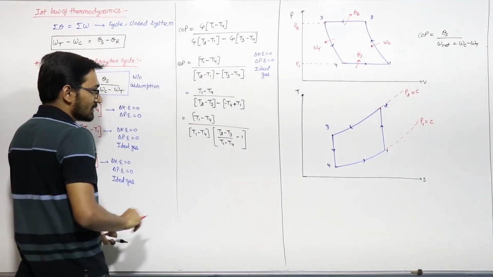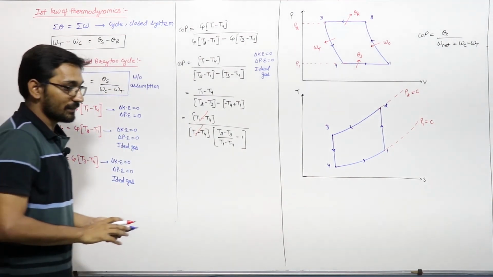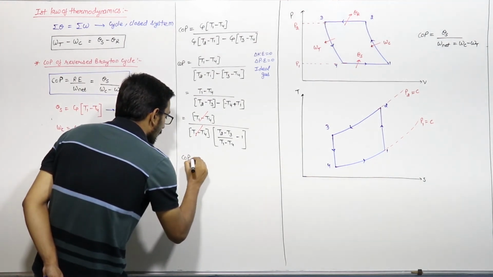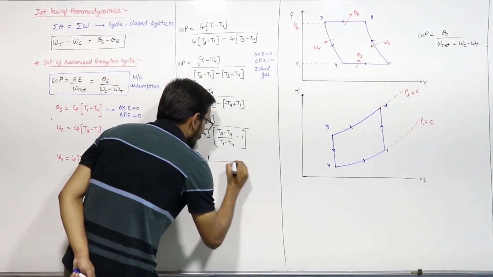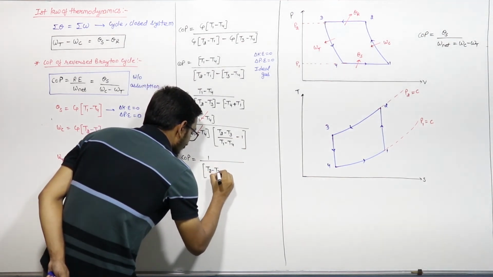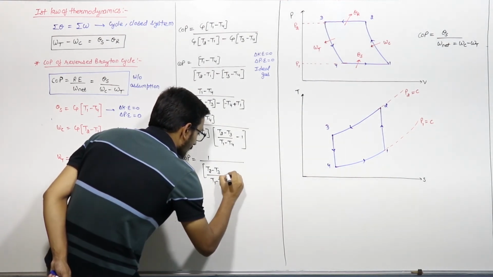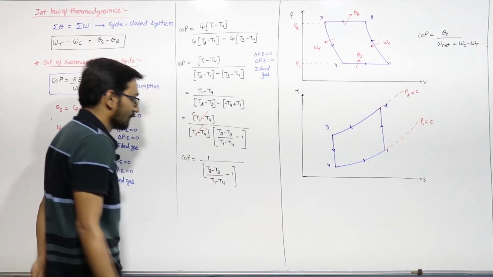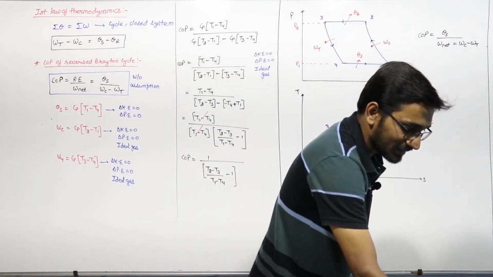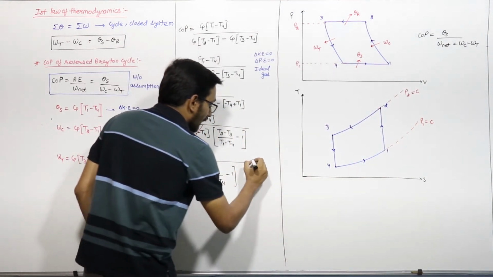Right, we are solving like this. We can cancel these two, T1 minus T4. So from here the COP will be equal to 1 upon ((T2 minus T3) upon (T1 minus T4) minus 1). Right, this is the COP. Now let us say this is your equation number 1.